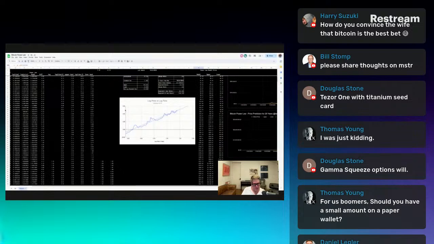And by the way, this is all in log terms. So this is 10 to the power 6. I think we could see something like 500,000 next year. It's possible, right? And if not next year, it could be the year after. That's kind of my general framework.